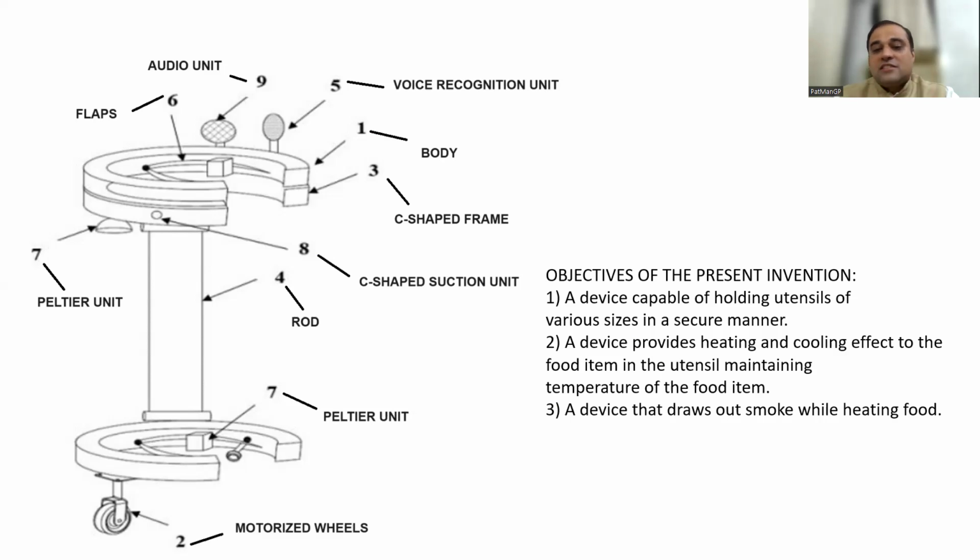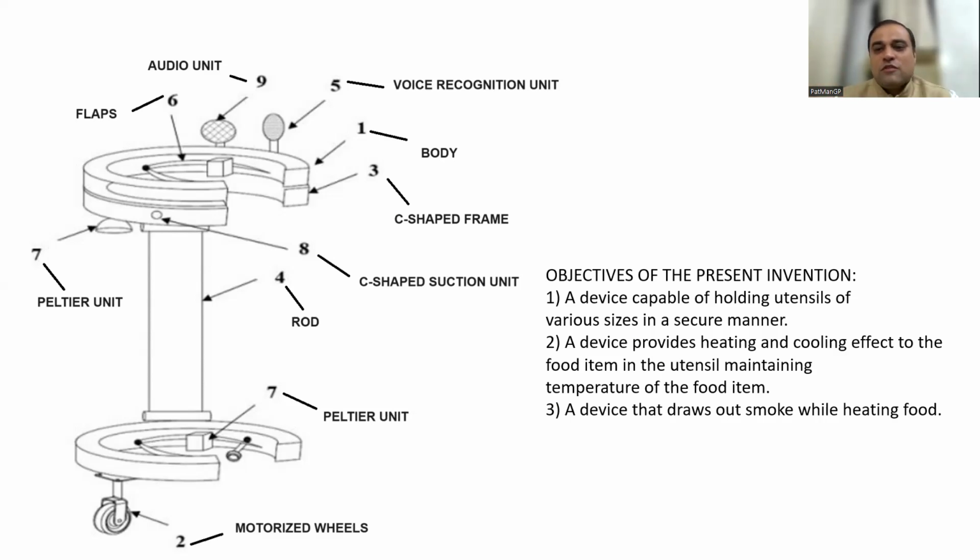And last but not the least, a device has to be in place that is capable of drawing out smoke while the food is getting heated. We all know when the food is getting heated, there are certain food items that generate a lot of smoke, and the presence of the smoke can be unpleasant to the people who are in the vicinity of the cooking area. Therefore, it is important to ensure that the smoke is drawn out from the cooking area, so that the unpleasantness can be done away with.